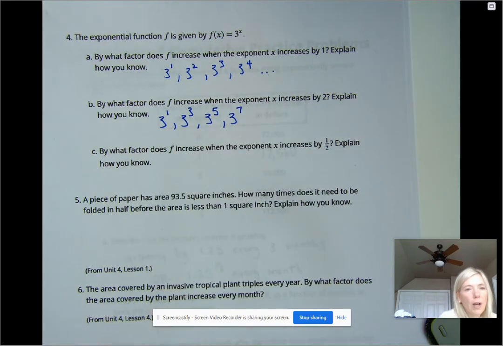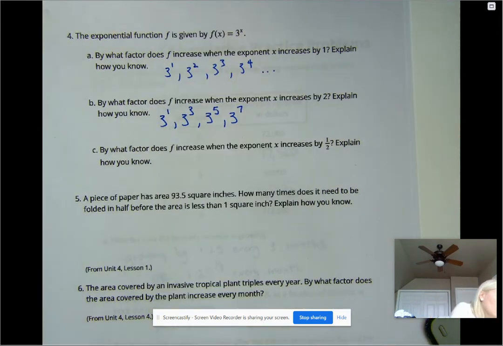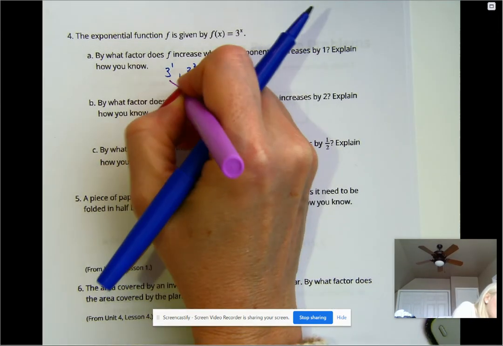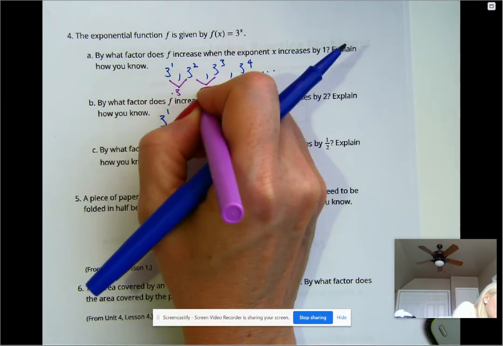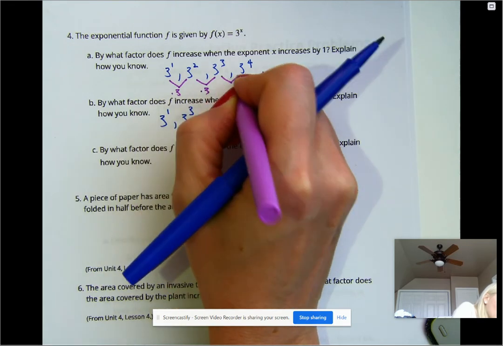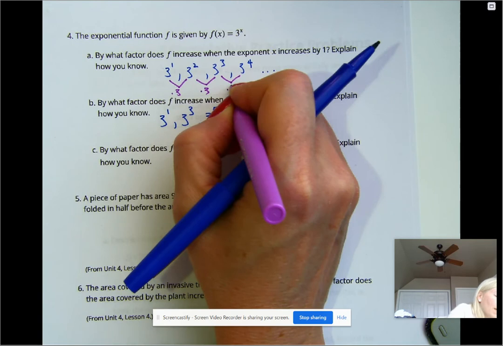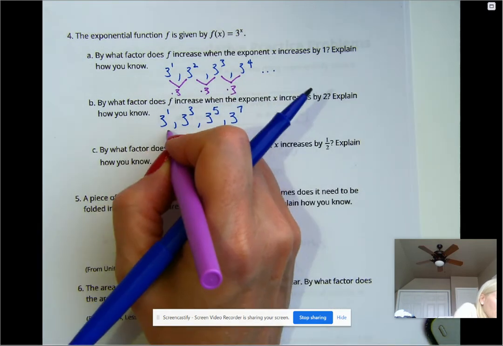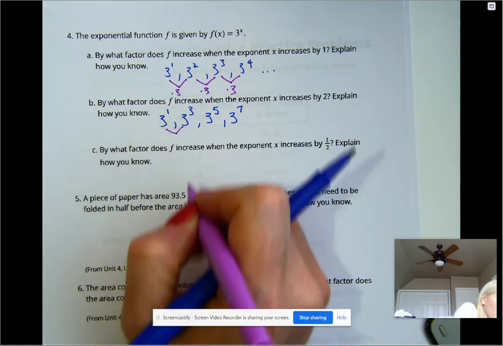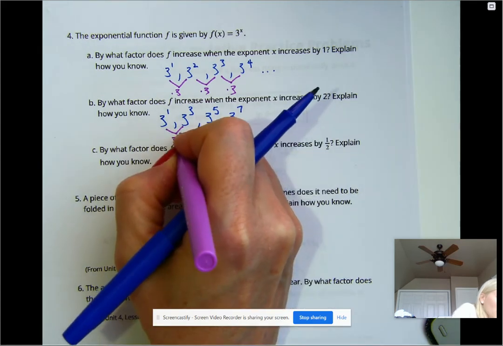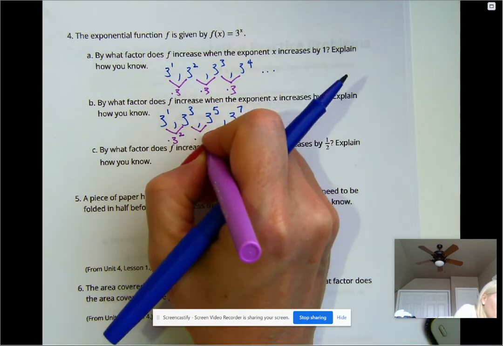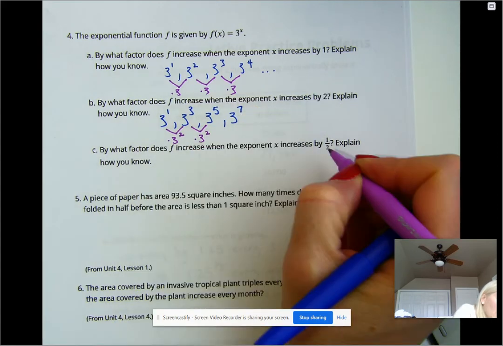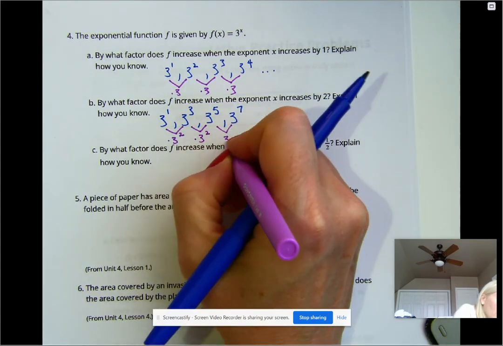Okay, so each time in the first set for A, so each time here, I'm multiplying by one more 3, right? 3 to the second, 3 to the third, that's multiplied by 3. 3 to the third, 3 to the fourth, that's times 3 again. But here, in between these, 3 to the first to 3 to the third, that's a difference of 3 to the second. Now I'm multiplying by 3 to the second. So my factor is increasing each time by 3 to the second. Okay?